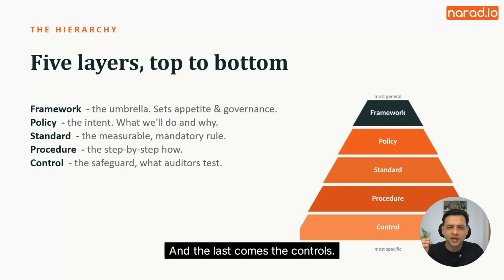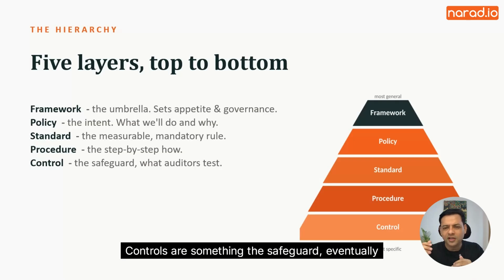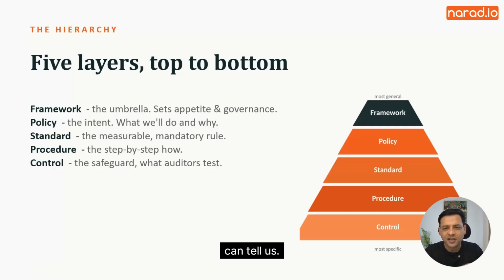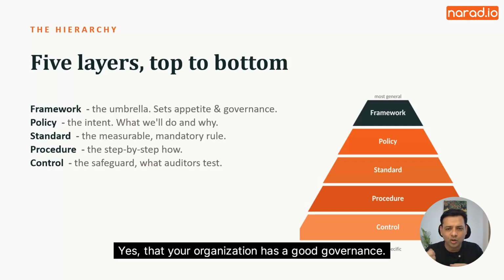And the last comes the controls. Controls are the safeguard, eventually something that can generate evidence, like whatever policy we have kept, is it actually being implemented in the company or organization or not? So control comes at the last, which makes sure that there is some evidence that we can present, which auditors or external assessors can test or assess and can tell us, yes, your organization has good governance.